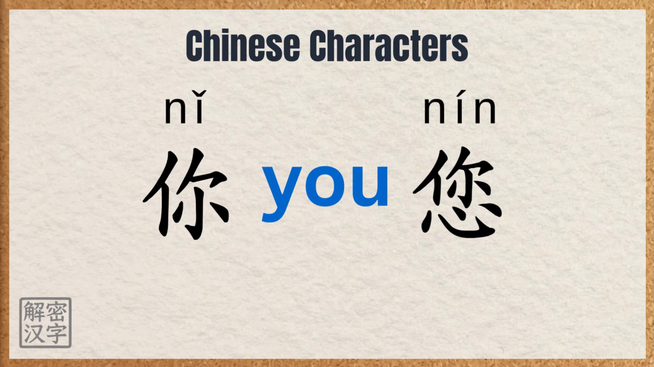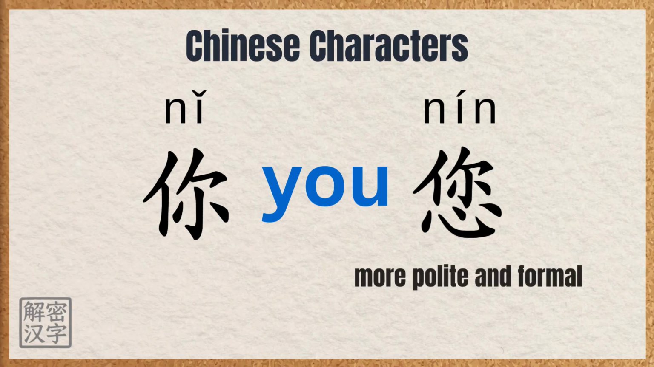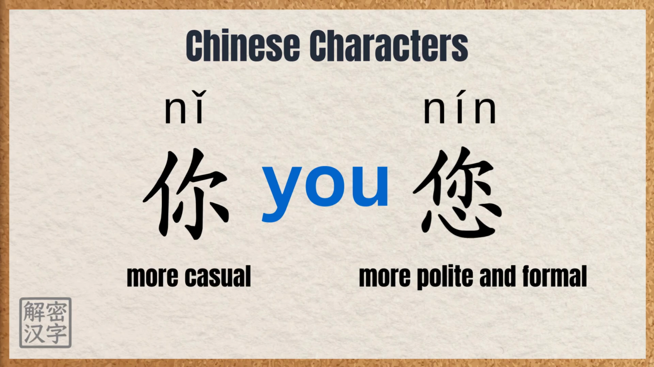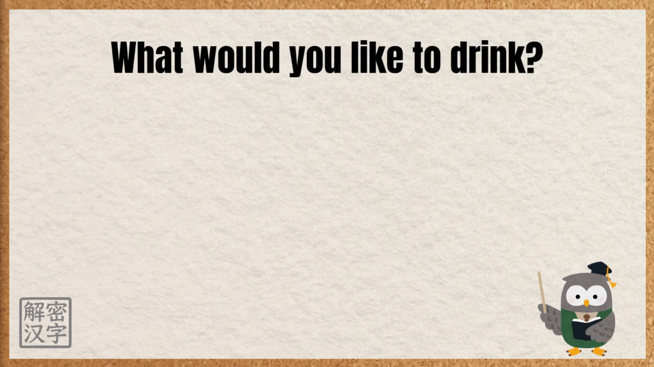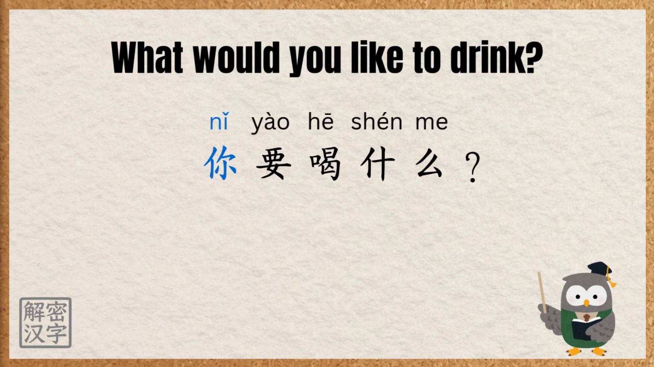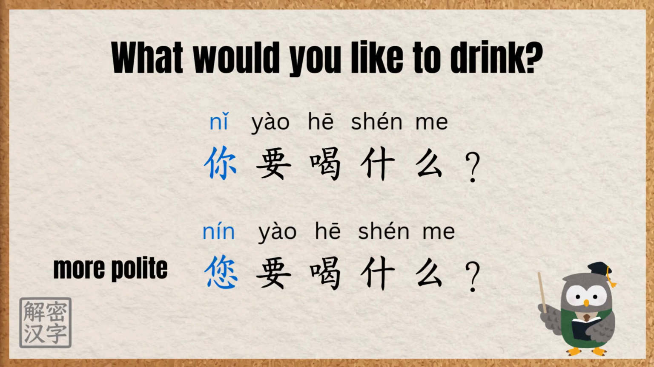Both ni and nin mean you. The difference is the tone. Nin is more polite and formal, and ni is more casual. So in many sentences, you can replace ni with nin to sound more polite. For example, what would you like to drink? You can say, 你要喝什么? Or more politely, 您要喝什么?